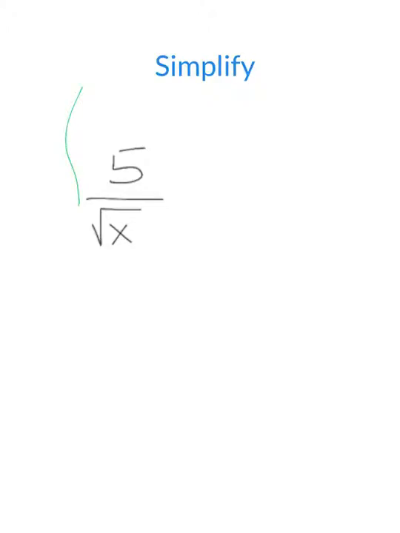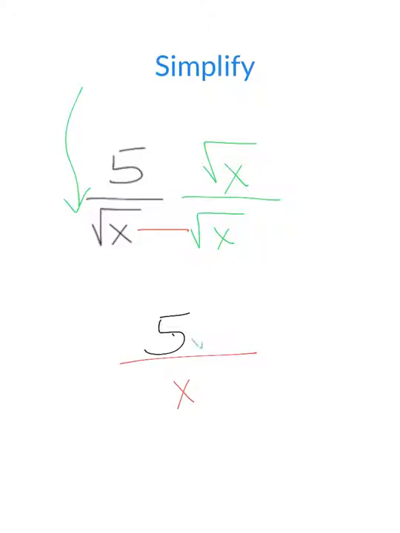Here, just our general case, doesn't matter what is on the bottom, we're going to multiply by that square root to get rid of it. So we know that the square root times itself undoes each other, so our new denominator is x, and on top we have 5 times the square root of x.